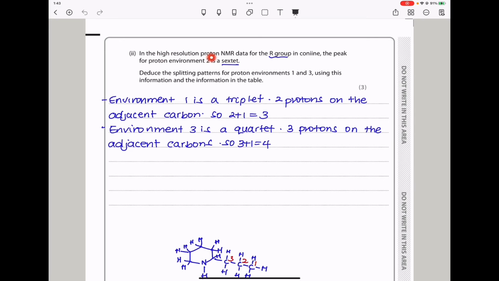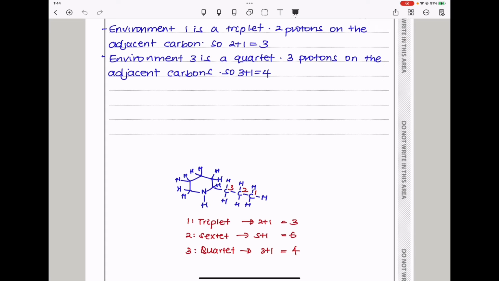Here they say in the high-resolution proton NMR data for the R group in quinine, the peak for proton environment 2 is a sextet. They ask us to deduce the splitting pattern for proton environments 1 and 3 using the information in the table. So I drew the possible structure, which is this. This is the one that is going to be a sextet because we see 3 hydrogens here and 2 hydrogens here. So 5 plus 1 creates a 6. So these protons are the sextet. So if this is 2, this is going to be 1, which is surrounded by 2 hydrogens. So 2 plus 1 is going to be 3, which is a triplet. So environment 1 is a triplet.